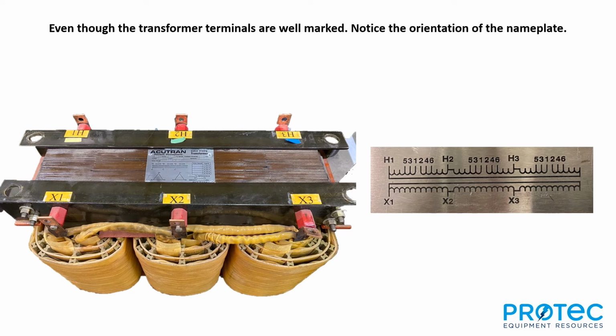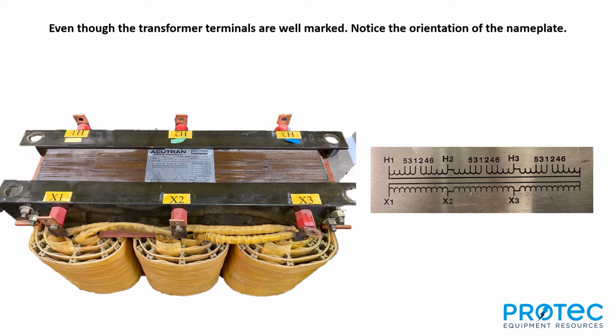But you'll notice the marking on the transformer, the orientation of the nameplate. These terminals in this transformer are very well marked. But if we didn't have those labels on the terminals, we could get an idea just simply by looking at the nameplate. So I've blown up a portion of the nameplate and put it out to the side of the transformer in this slide so you can see the orientation of the nameplate is right side up from the perspective that we're looking at it, with the H terminals being on the top side and the X terminals being on the bottom side.